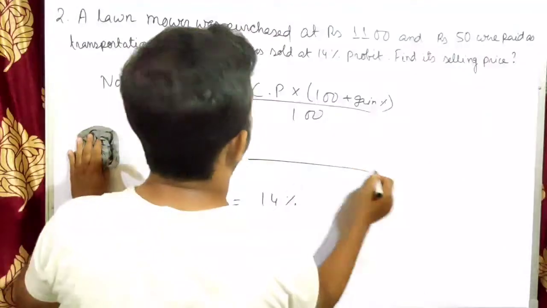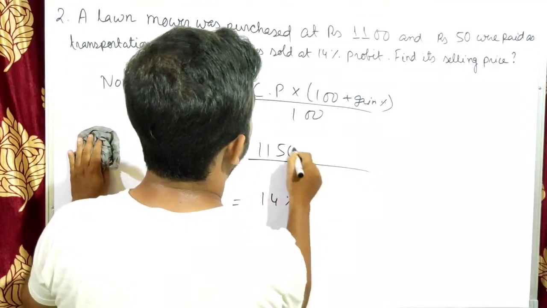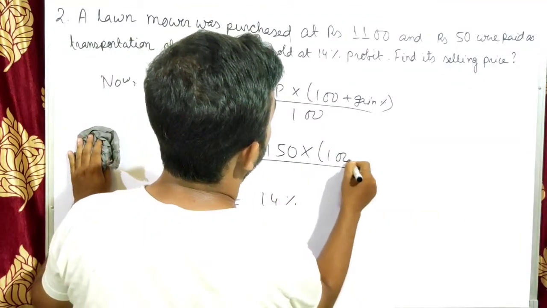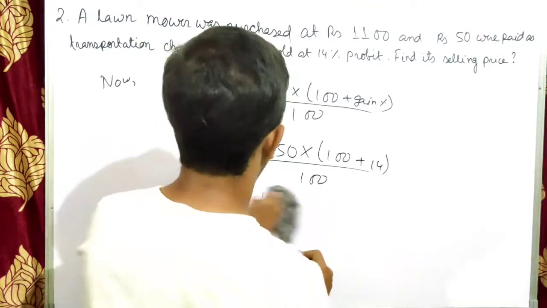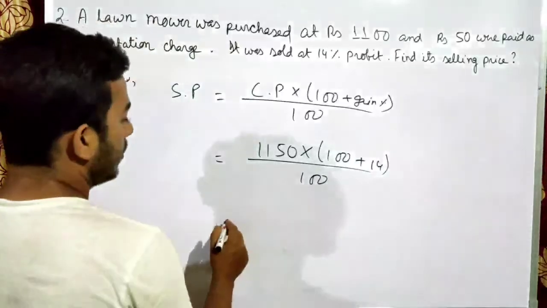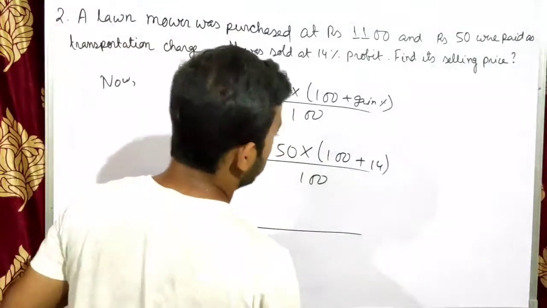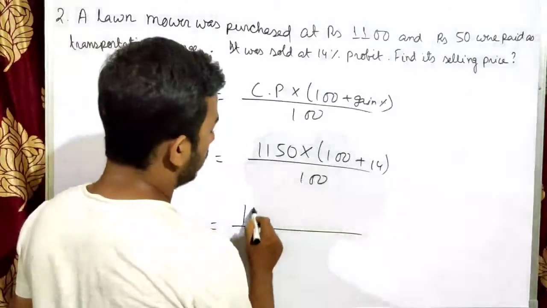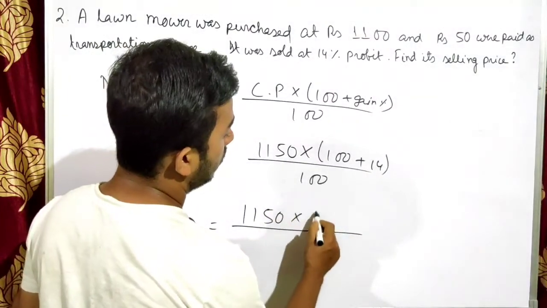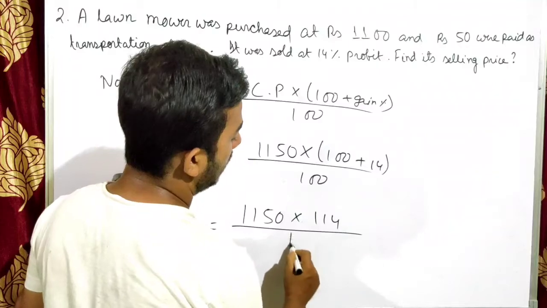Okay, 1150 into 100 plus gain is how much? 14% divided by 100. Okay, up to this clear? Up to this what we have done? We have done nothing, just substituted the values according to the formula. So here 1150 into 114 divided by 100.